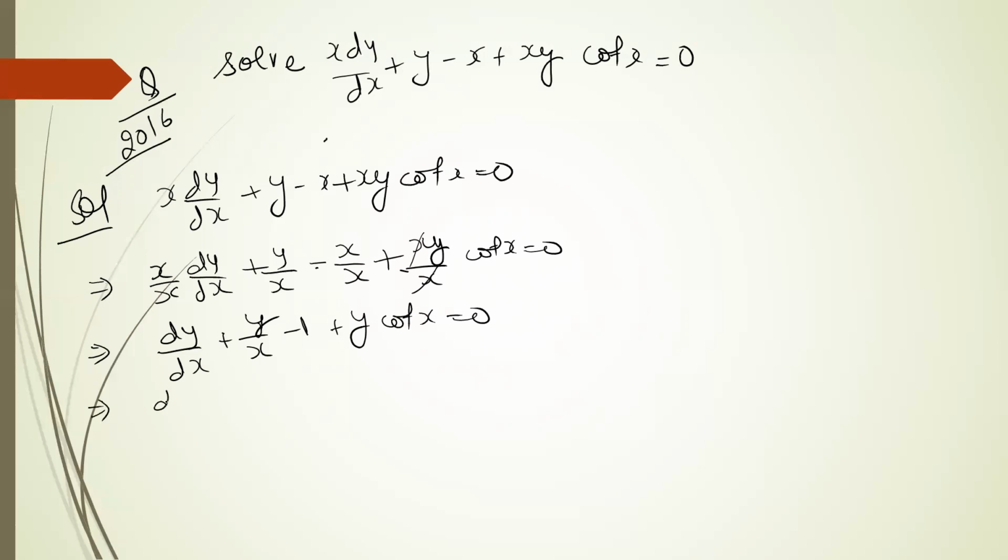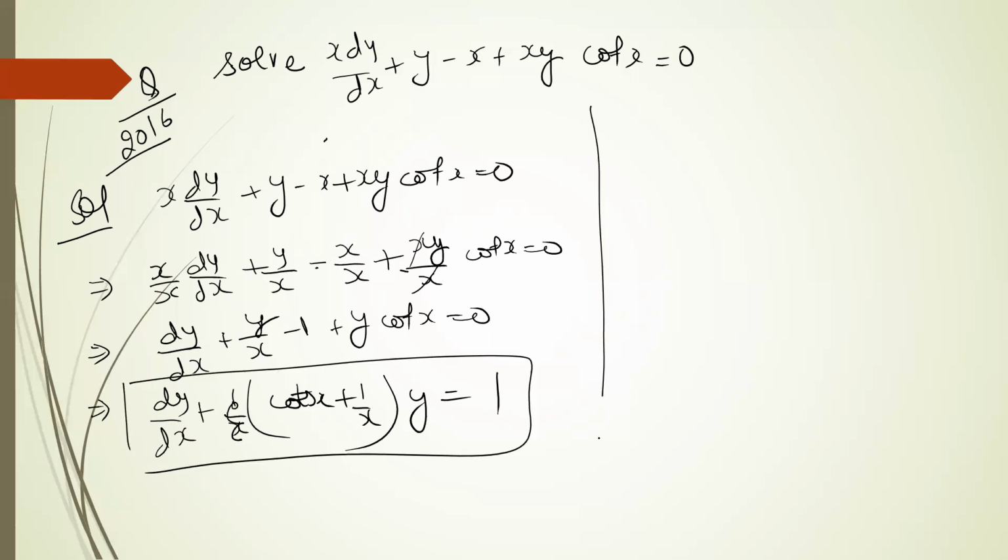Taking common, we have dy by dx plus (cot x plus 1 over x) into y equals 1. I'm writing it again because there is an overwriting. I request you not to overwrite while solving the problem, because I am working on the soft board. I'm doing it because I don't want to waste your time, but you are not supposed to overwrite. Otherwise, CBSE is going to cut your marks. I mean, they won't understand what you've written, so obviously your marks get cut.